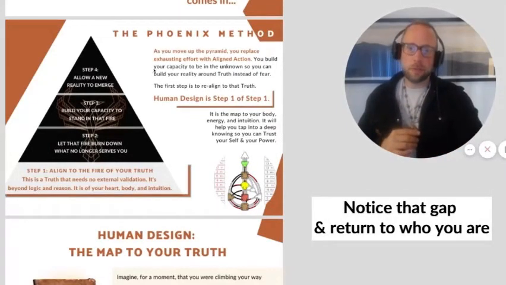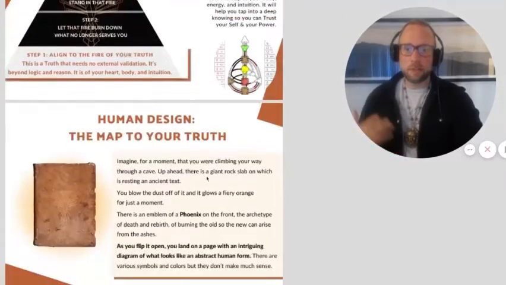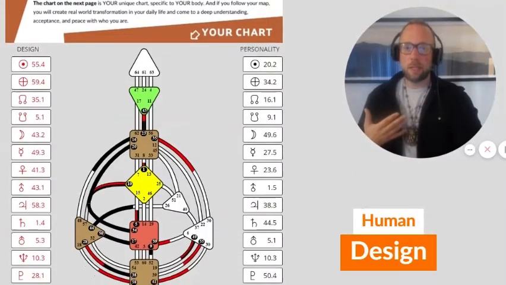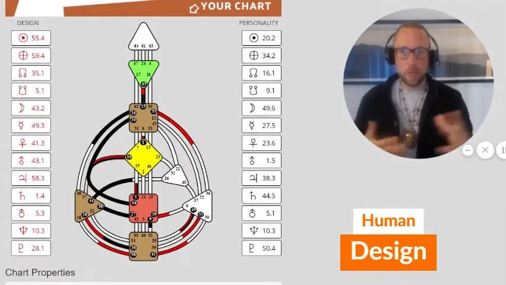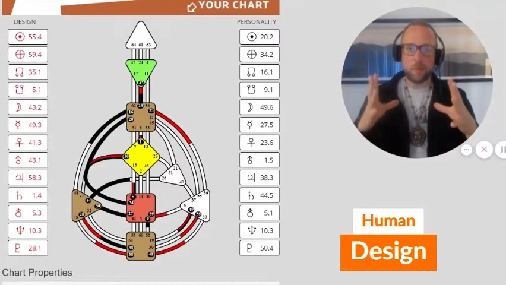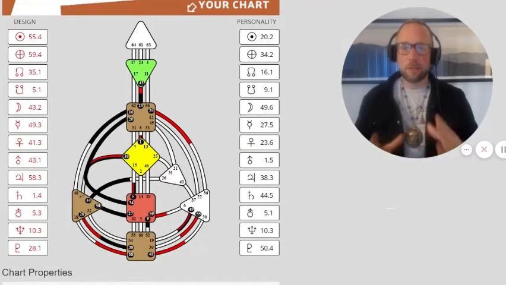So this kind of shares the Phoenix method and how human design fits into that, and this process of coming back to your truth. And human design really is your map to your truth. And it is a powerful system, but when you look at it for the first time, it could be really challenging to understand. So there's a lot of different things here.